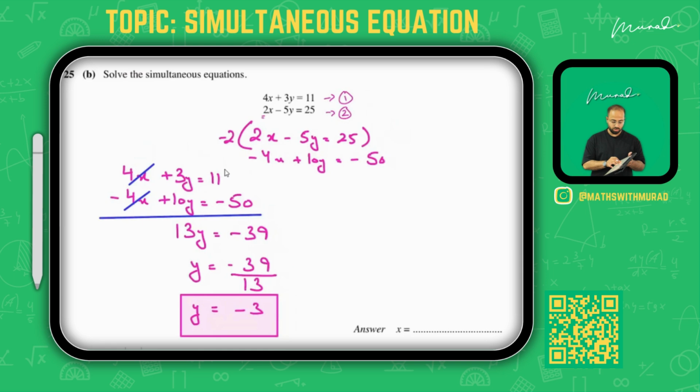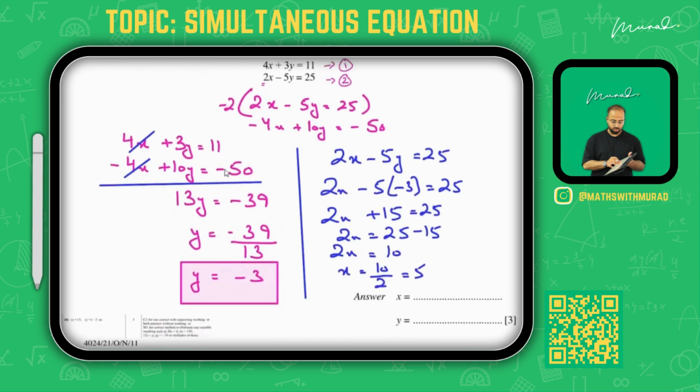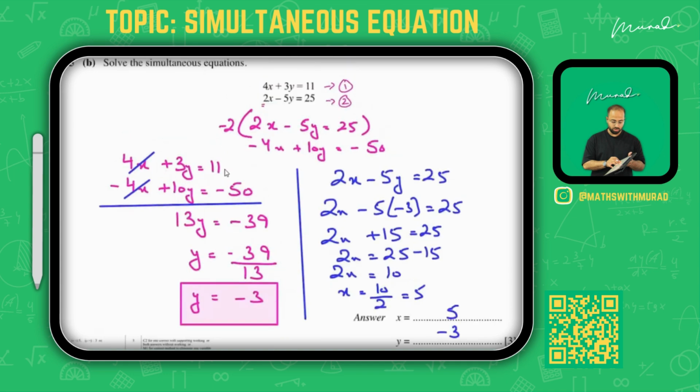Whether it is equation number 1 or equation number 2, I can easily find out the value of x. So I'm using equation number 2 in this case. 2x minus 5y equals 25. So it becomes plus 15. So the value of x is going to be 5. So that's how I'm going to get the value of x and y.